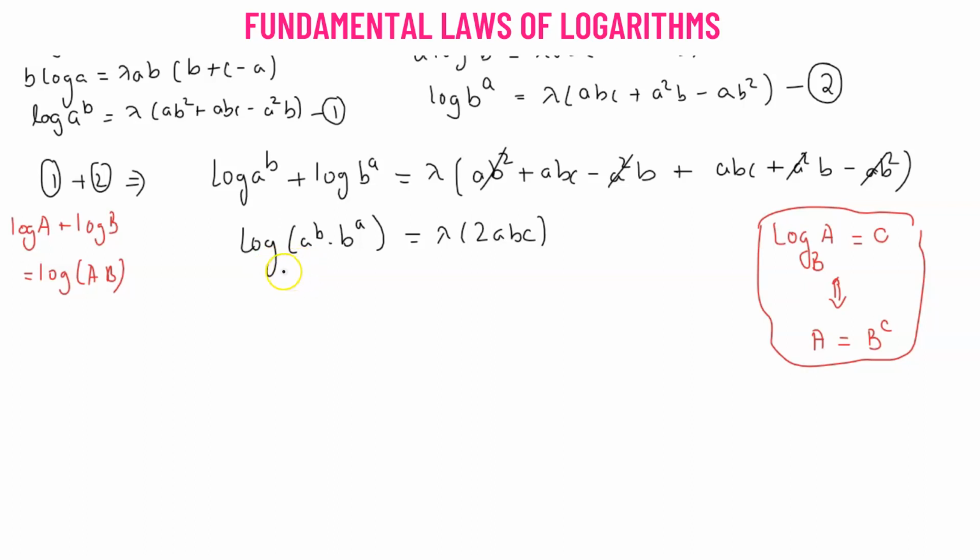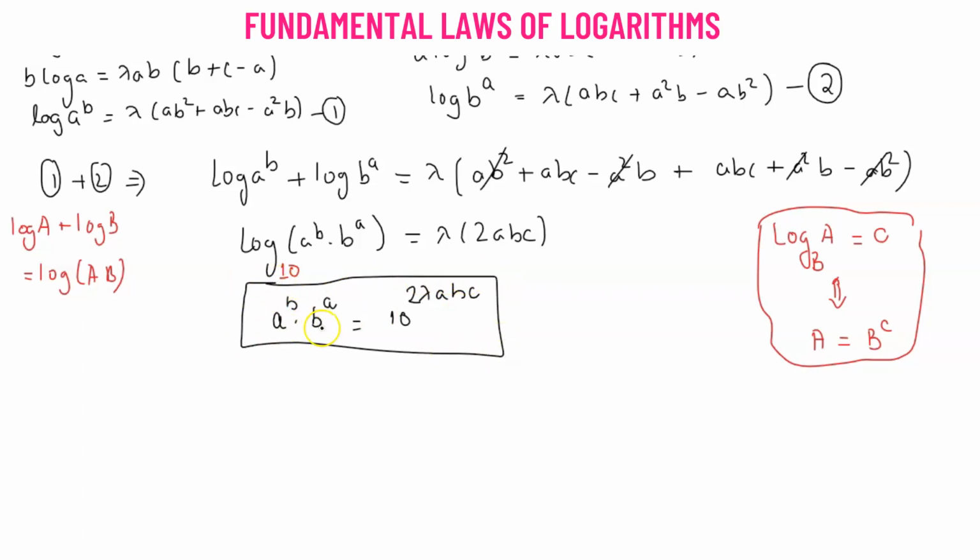Whenever the base of the logarithm is not provided, by default it's taken as 10. Now we can use the definition to get a raised to the power of b times b raised to the power of a. So this will be equal to 10 raised to the power of 2 lambda times abc. So this is the value of a raised to the power of b times b raised to the power of a. So let's label this as number 3.